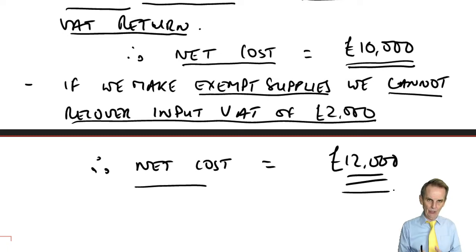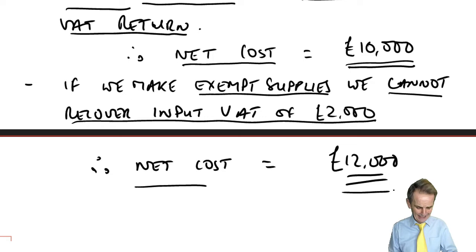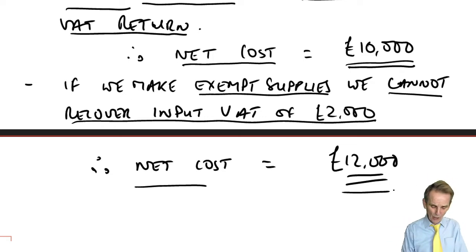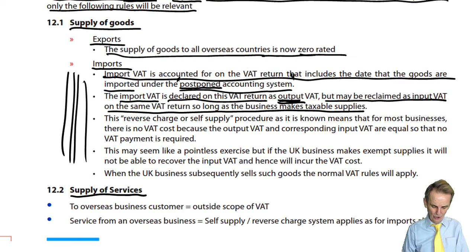If we didn't have this system, we would have just paid £10,000 to the overseas supplier, and then our net cost would be £10,000, end of story, irrespective of what we then went on to do with those goods, whether with them we made exempt or taxable supplies. That would have meant, well, if I make exempt supplies, then I'm going to buy in from the overseas supplier, because that will cost me £10,000, whereas it'll cost me effectively £12,000 if I buy in from the UK supplier. And that would be a very silly system indeed. Hence why we have this so-called reverse charge system.